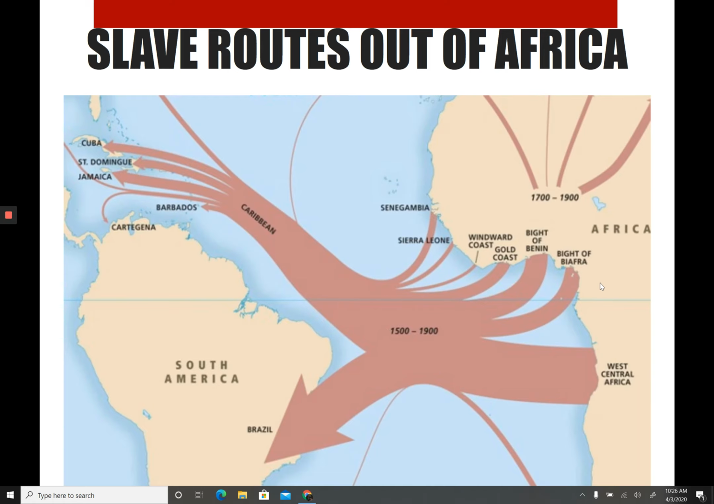When we look at the volume of the slave trade, between 12 and 16 million slaves were taken out of Africa to the Americas during the period of this Atlantic slave trade. And when you look at where the slaves went, about 40% went to Brazil alone. And another 40 to 42% went to the Caribbean region. Only about 2 to 5% of all slaves brought to the Americas actually went to North America.